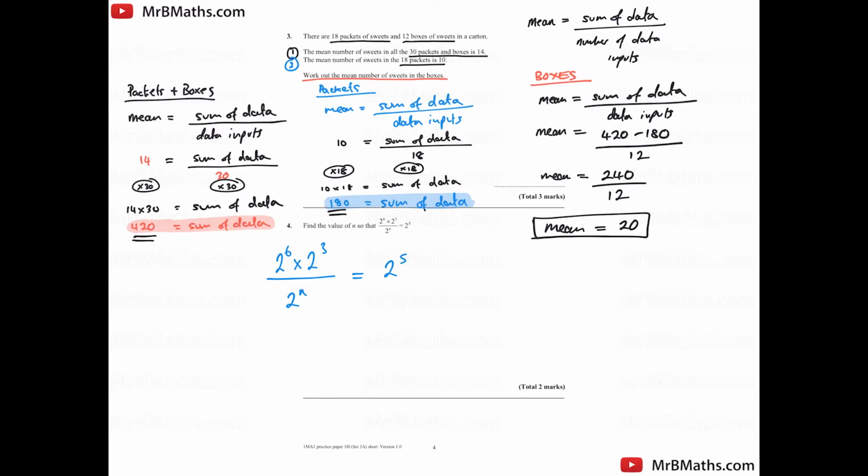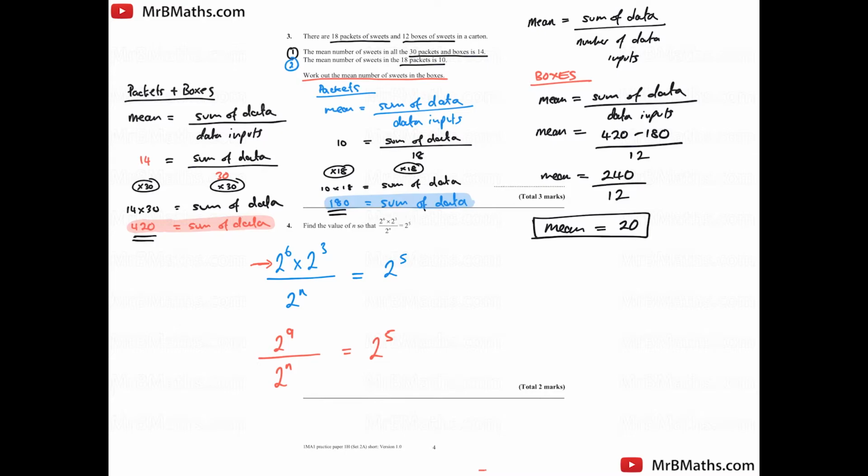So if we have a look at the top, the numerator section for now, we have 2 to the 6 times 2 to the 3. So if you remember from indices, we add when we're multiplying. So that gives us 2 to the 9 divided by 2 to the something, and that gives us 2 to the 5. So basically what we need to do is find out what this number here is.